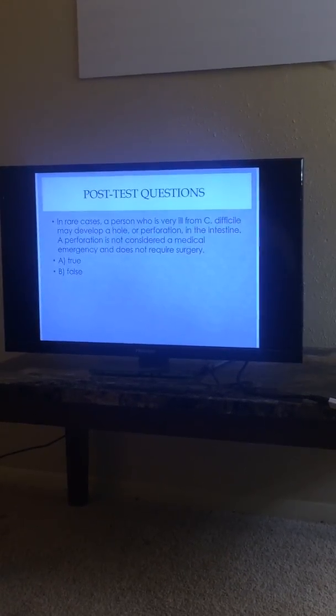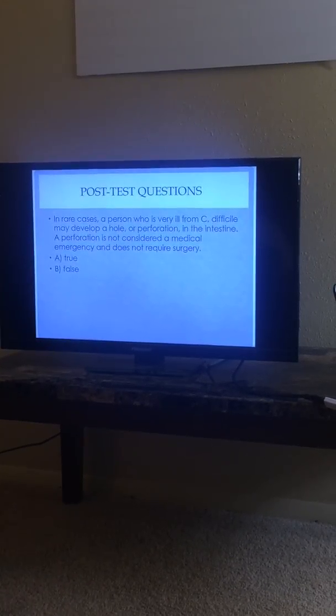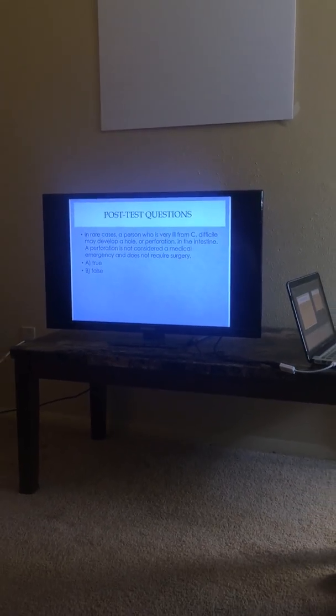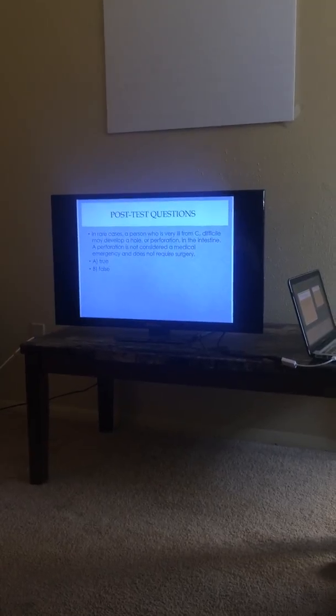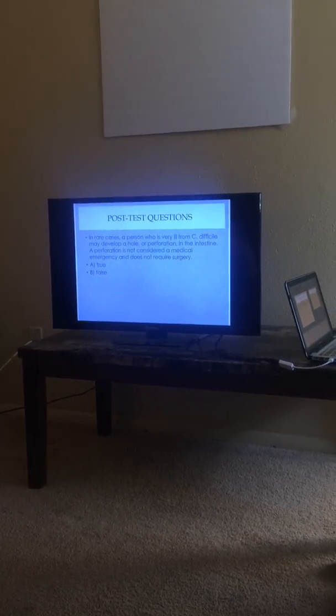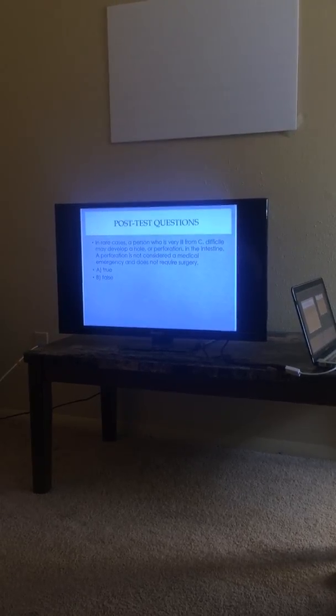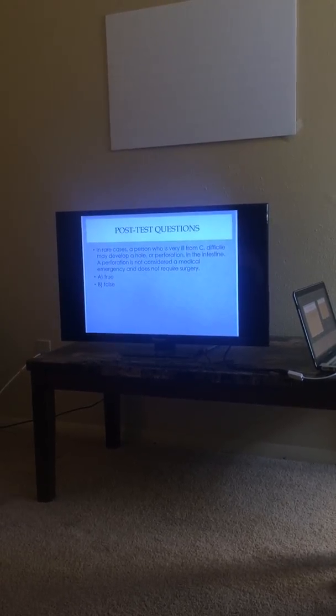In rare cases, a person who is very ill from C. difficile may develop a hole or perforation in the intestine. A perforation is not considered a medical emergency and does not require surgery. A. True or B. False? False.